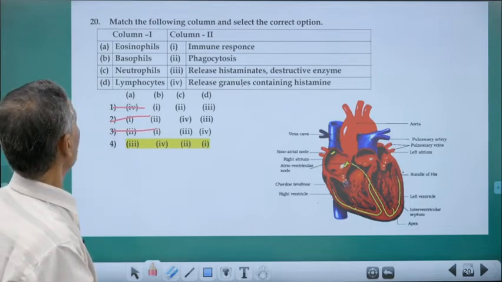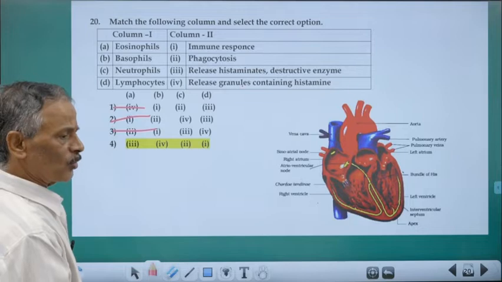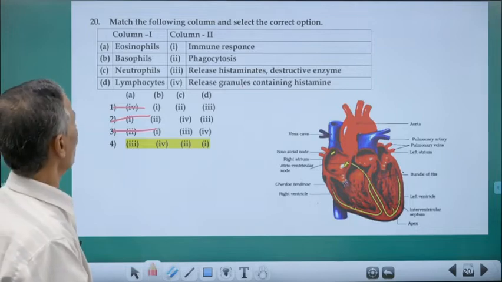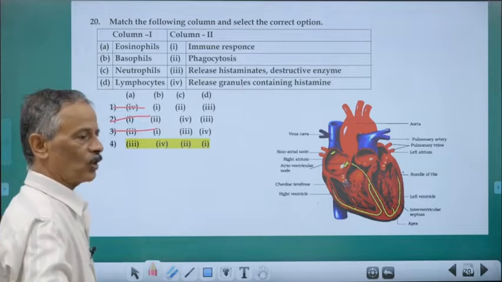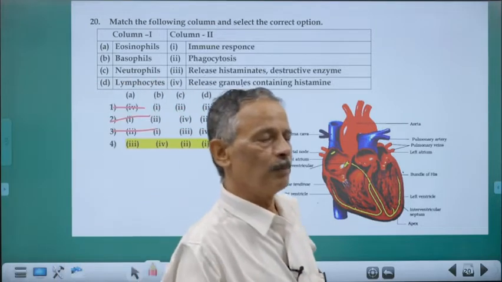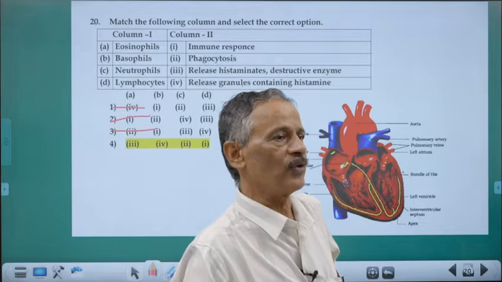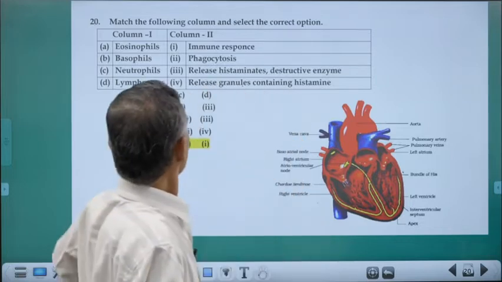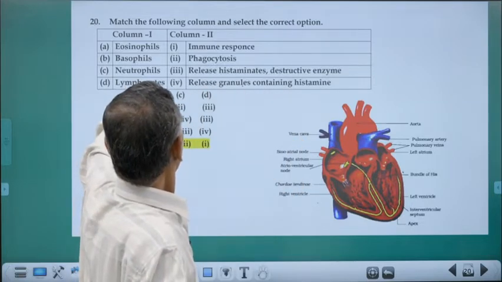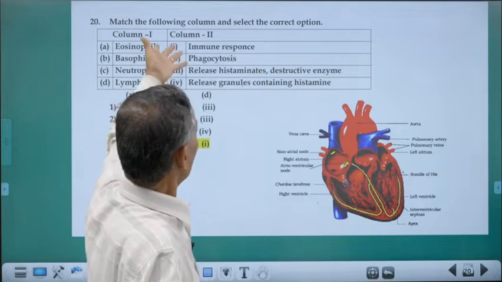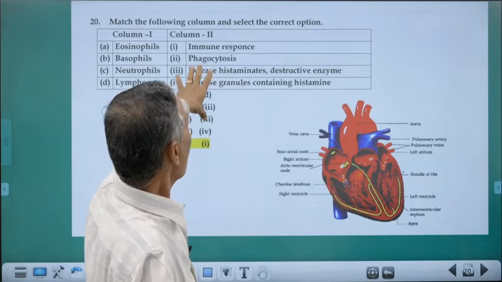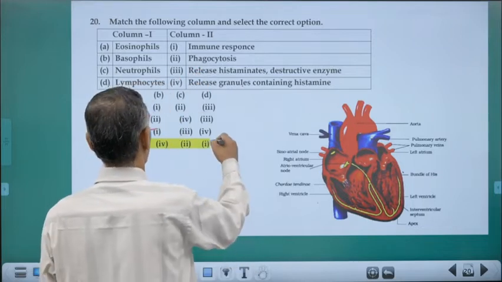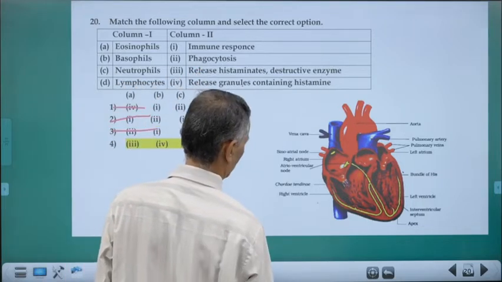Then neutrophils. Neutrophils are macrophagic amoeboid cells which are all involved in phagocytosis. See, the most important macrophagic cells of the blood are polymorphoid neutrophils and monocytes. And last, lymphocytes. Lymphocytes are responsible. There are two types, T cells and B cells, responsible for our immunity. So the answer is clearly the third one.